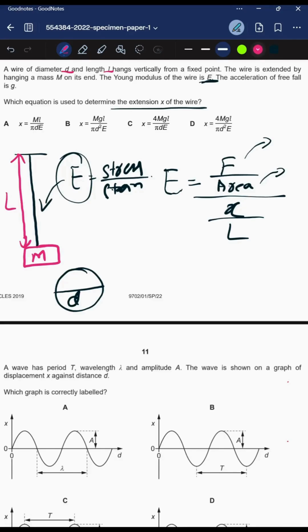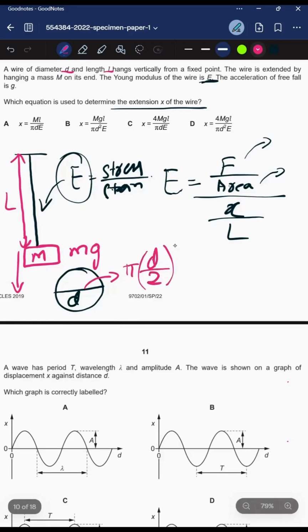So let's find out what the force is first. The mass that is pulling the wire gives a force, the gravitational force, equal to mg, m times g. So this is the force. And the cross-sectional area of the wire is pi times (d by 2) whole squared, so this becomes pi d square over 4. This is the cross-sectional area of the wire.